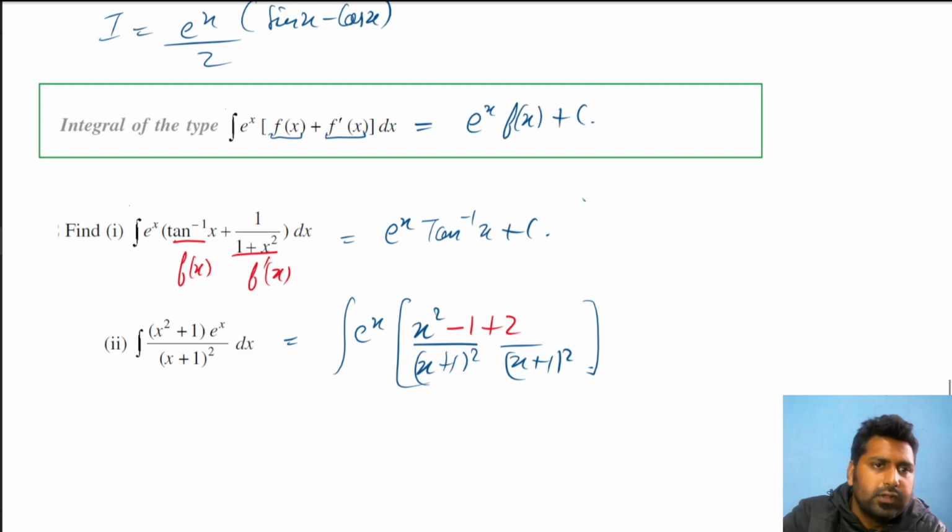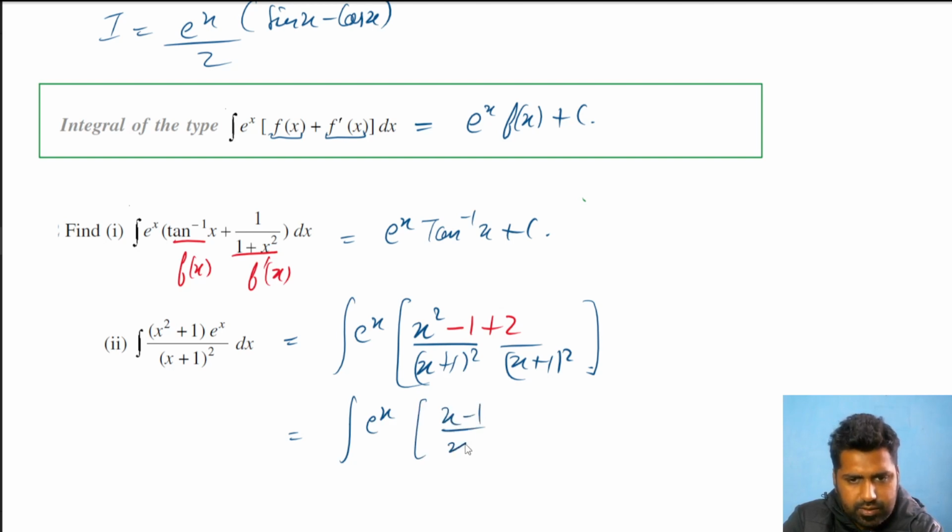Okay, now integration e raised to power x. What is x square minus 1? x plus 1 times x minus 1. So that cancels one x plus 1 from the denominator. So this becomes x minus 1 upon x plus 1 minus 2 upon x plus 1 whole square.